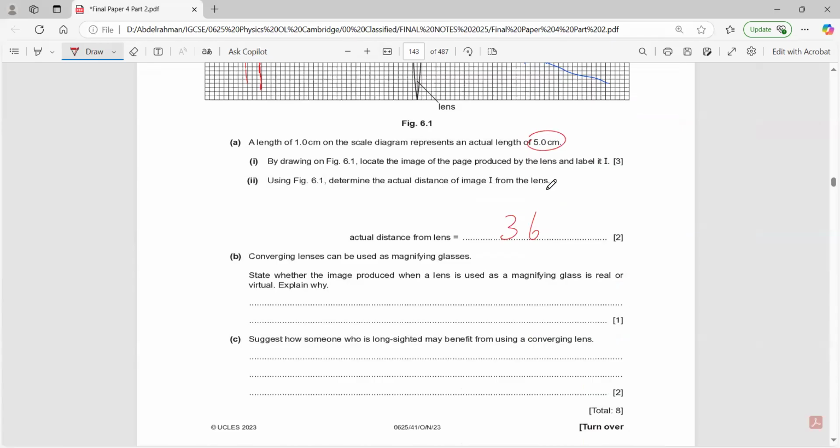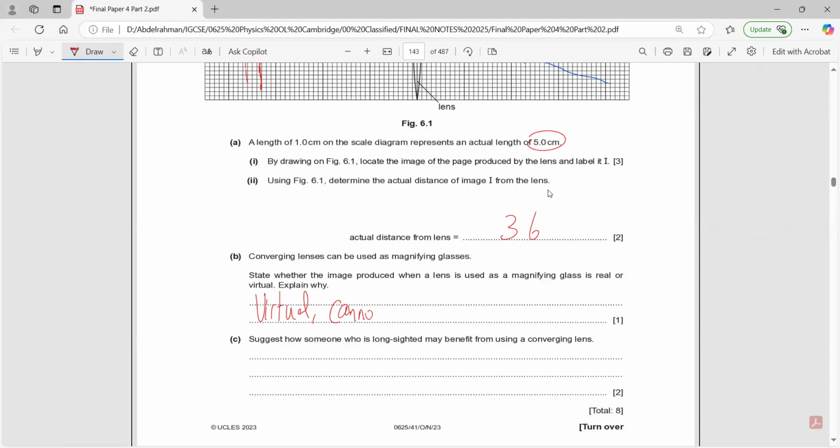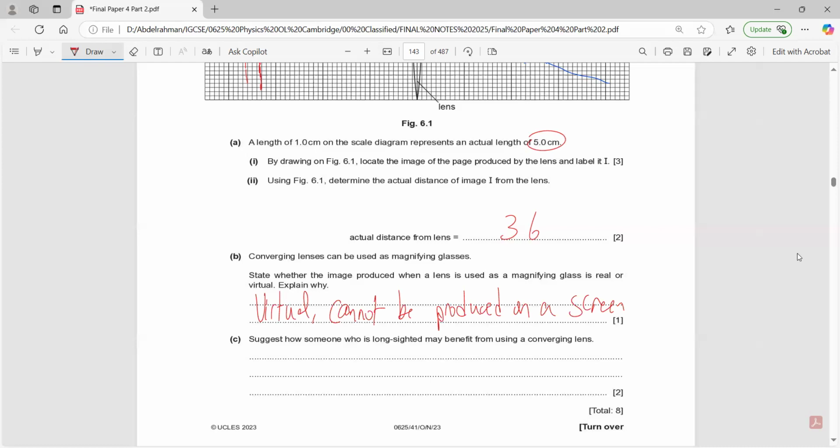Converging lenses are used as magnifying lenses or magnifying glasses. State whether the image produced when a lens is used as a magnifying glass is real or virtual and explain why. As a magnifying glass, are these images real or virtual? Of course we would say that they are virtual images. Why are they virtual images? Because they cannot be produced on a screen. This is the definition of a virtual image: it cannot be projected on a screen.